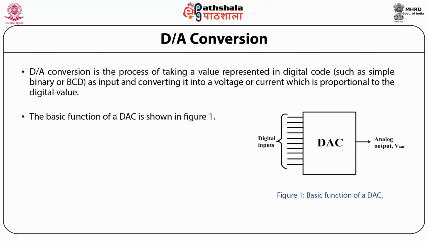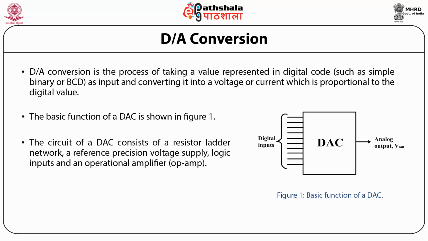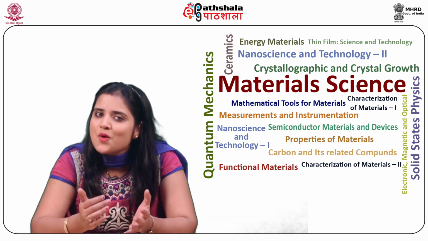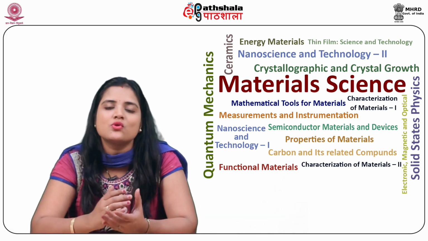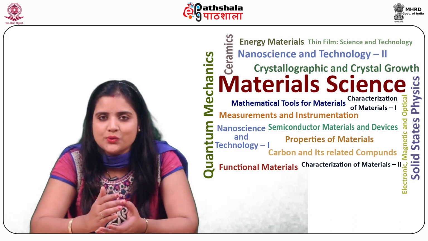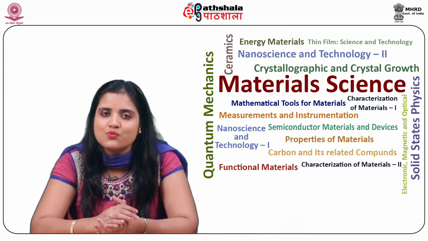The basic function of a DAC is shown in the figure, where the DAC can have n number of digital inputs, and corresponding to that there is a single analog output V output. The circuit of a DAC consists of a resistor ladder network, a reference precision voltage supply, logic inputs, and an operational amplifier. Depending on the type of ladder network, there are various techniques which can be used to realize a digital to analog converter. The most commonly used techniques are discussed as follows.